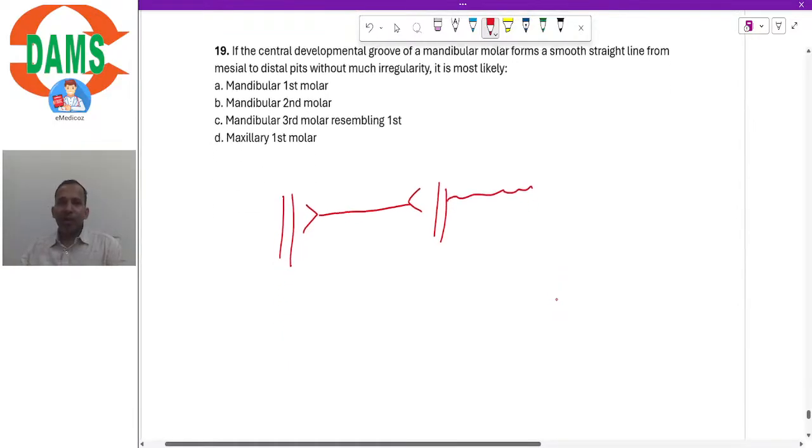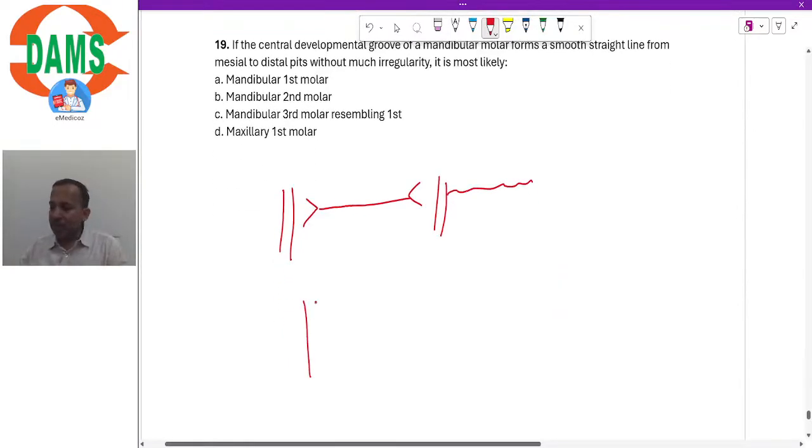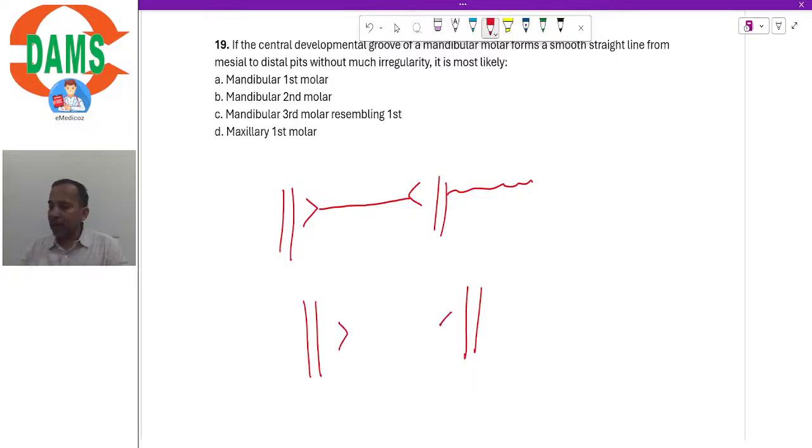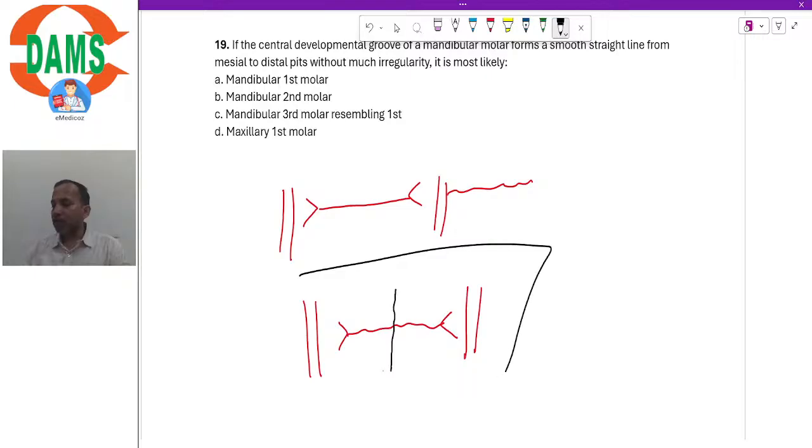Which tooth are we talking about? A mesial marginal ridge, a distal marginal ridge. This is the mesial triangular fossa, this is the distal triangular fossa. So between mesial and distal triangular fossa, the groove runs more or less straight, right? So which tooth are we talking about? Again, probability. Most probably, which tooth are we talking about?